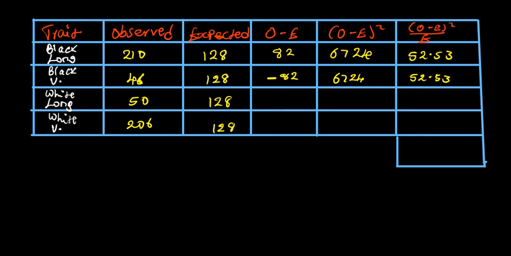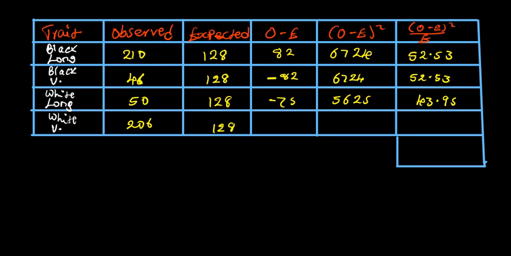Then 50 minus 128, we are getting negative 75. Negative 75 squared, this is giving us 5,625. Divide this one by expected, which is 128. So I'm getting 43.95.